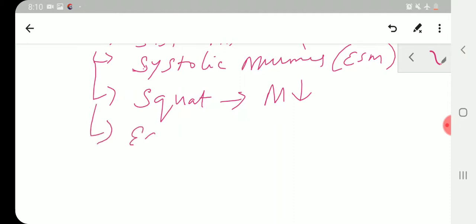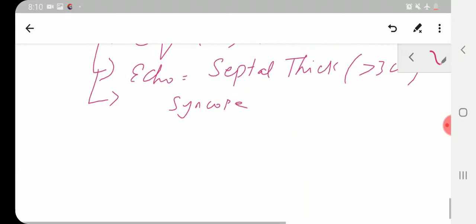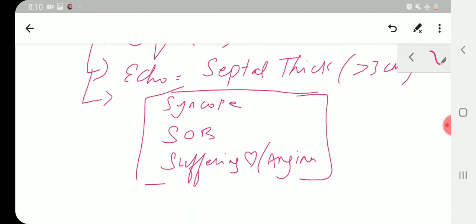If you do an echo, you will see septal wall thickness. So septal wall is thick, usually more than 3 centimeters. And the last S you must know is syncope, shortness of breath, and suffering heart. Suffering heart means angina. All of them are during exertion. So exertional syncope, shortness of breath, and suffering heart, that is angina.